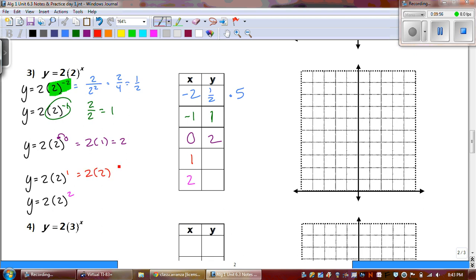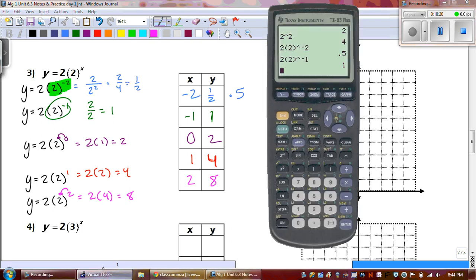So what's 2 times 2? 4. Sometimes I think doing these by hand is faster than doing it into your calculator. Okay? Once again, 2 squared is 4, and then 2 times 4 is 8. Okay? That wasn't too bad. And once again, you can do all of that using your calculator.